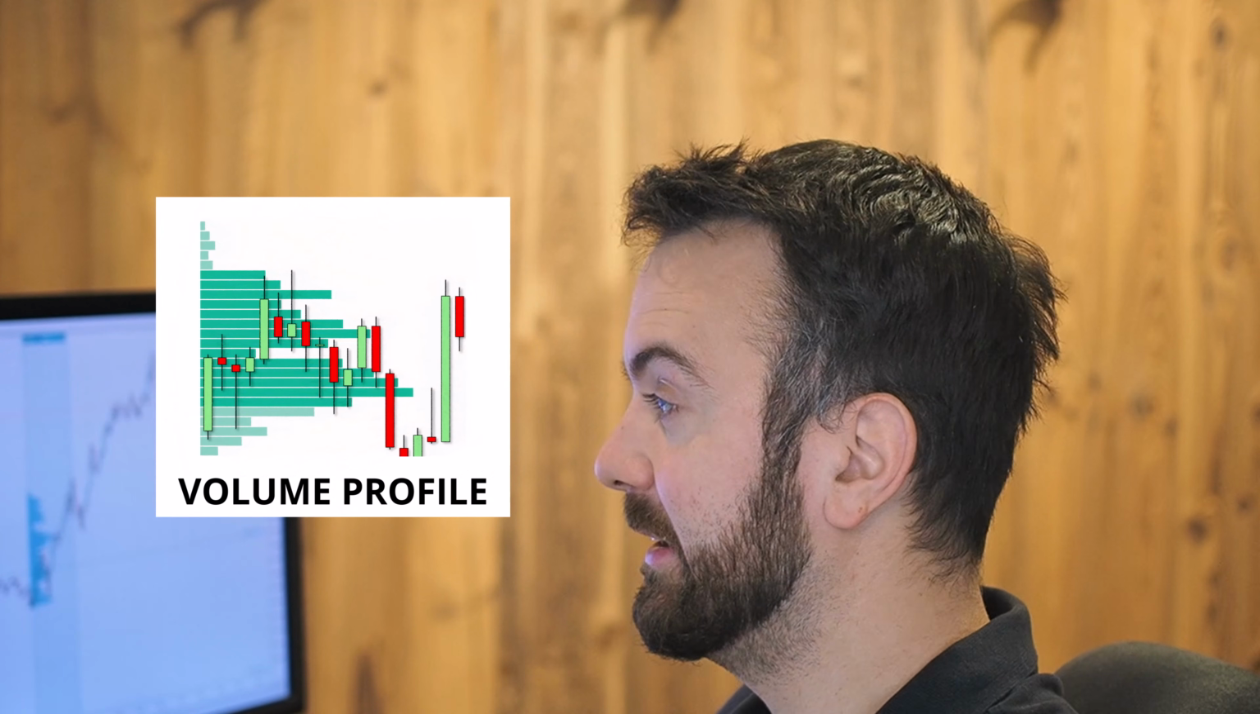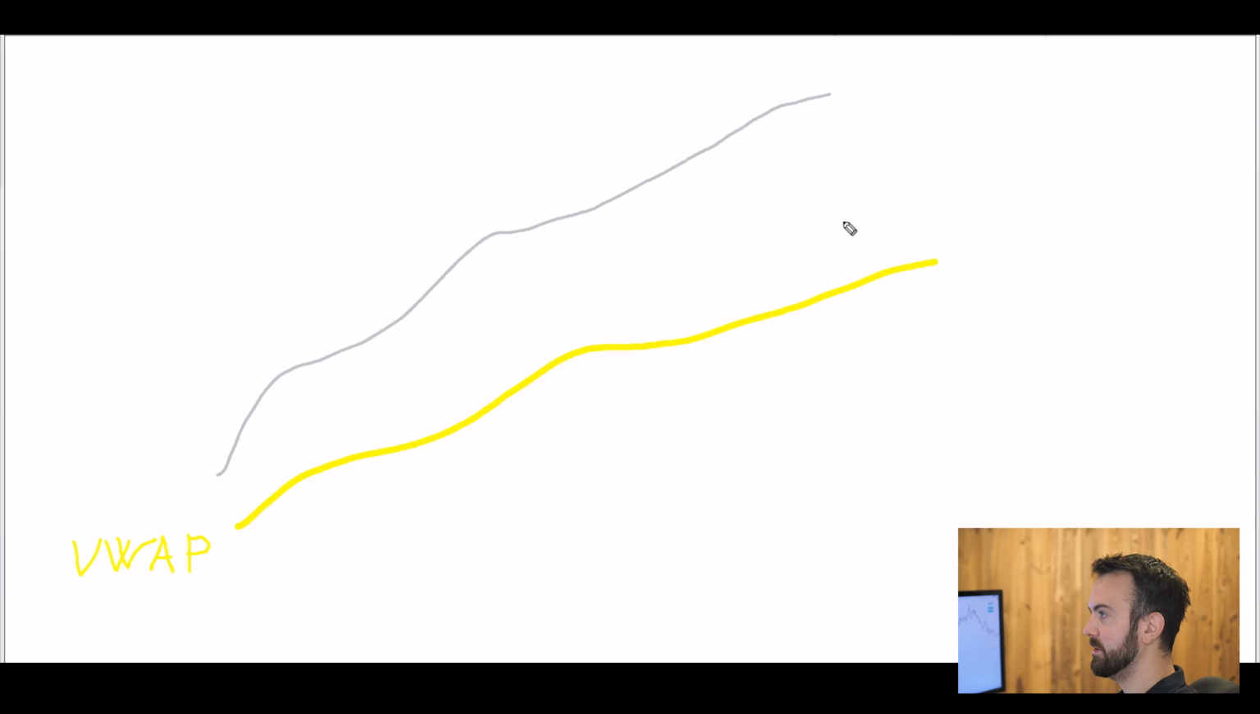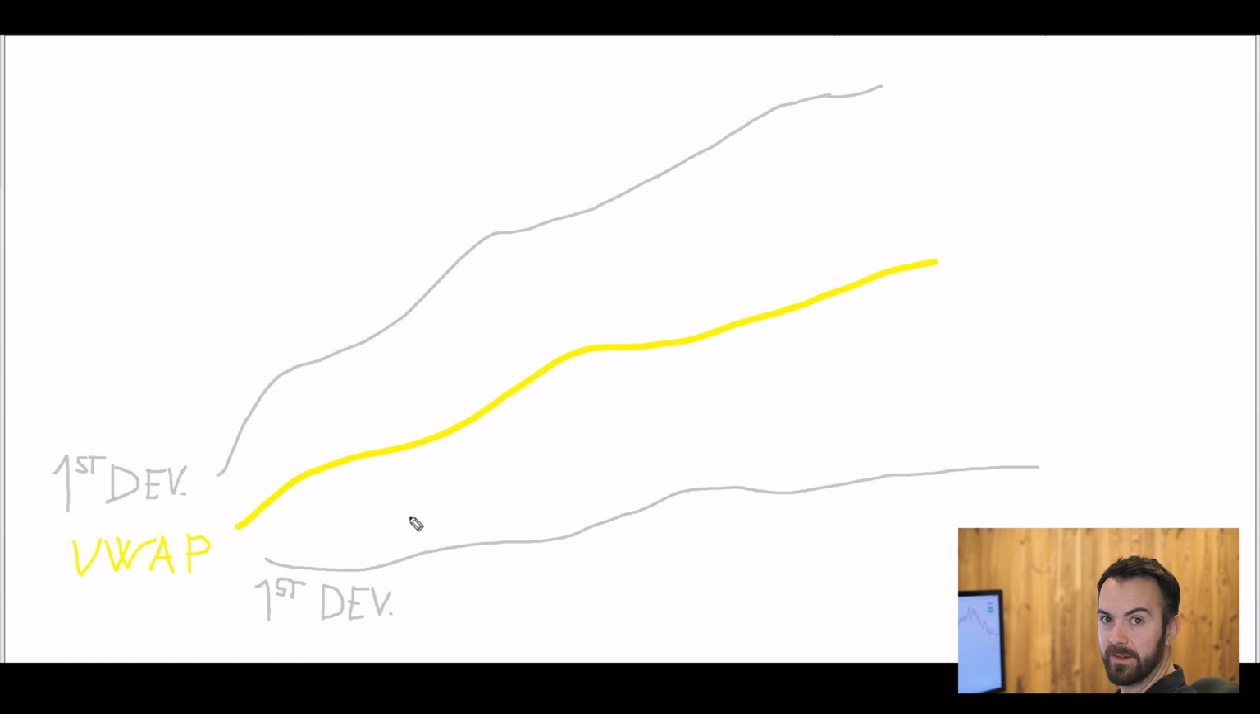So let's get started, and let me start with a drawing. Because this is a VWAP setup, we first need to draw a VWAP. So let me draw a yellow VWAP line. And then, since this setup is based on the first VWAP deviations, I'll also draw the first VWAP deviations. They'll be in gray. Could look, for example, like this. Alright, so those are the first VWAP deviations.